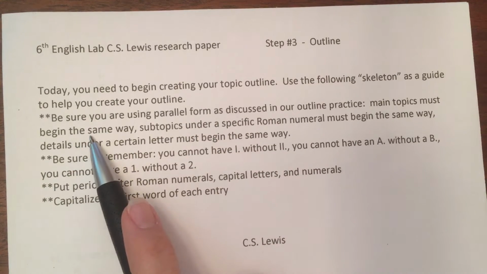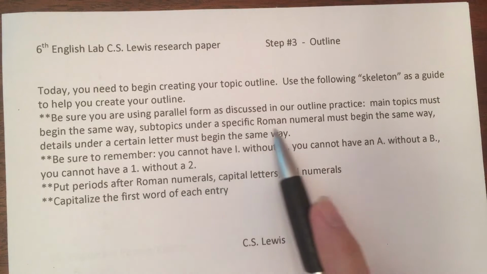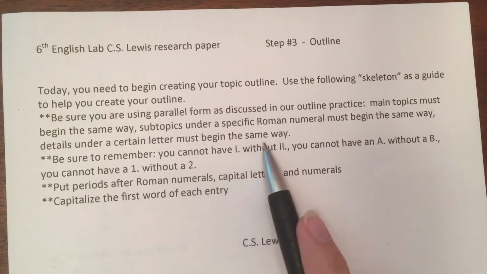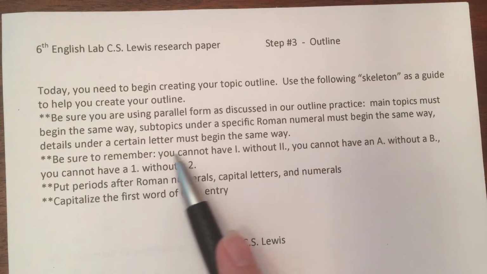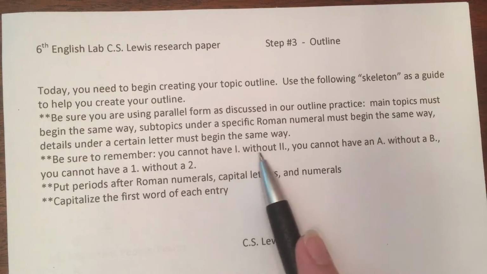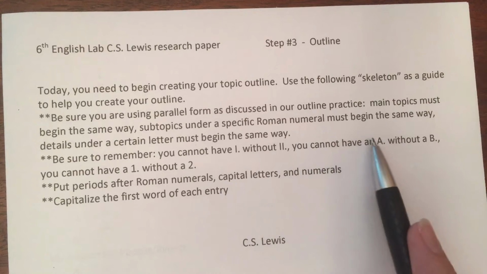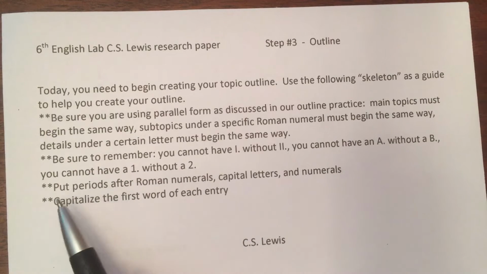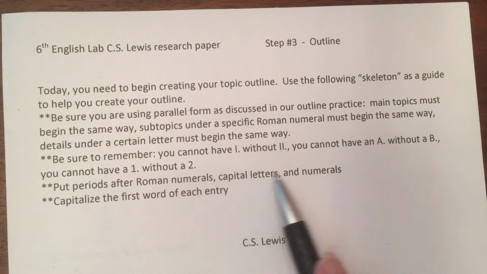Main topics must begin the same way. Subtopics under a specific Roman numeral must begin the same way. Details under a specific letter must begin the same way. Be sure to remember, you can't have a Roman numeral 1 without a 2, which we have plenty of main topics. You can't have subtopic A without a B. You can't have a 1 without a 2. Put periods after the Roman numerals, capitals, and numerals. Capitalize the first word of each entry.